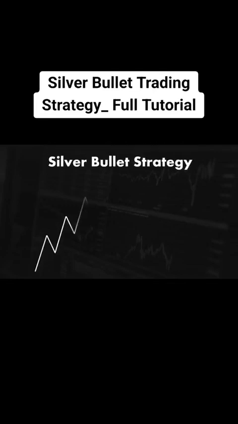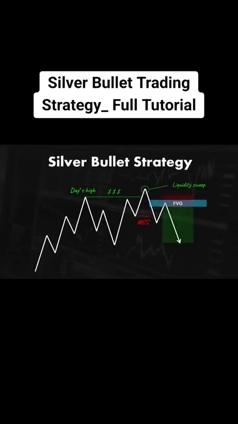The silver bullet trading strategy is one of the best smart money trading setups, which combines the concepts of liquidity sweep, market structure shift, and fair value gap entry. However, it can be confusing when adding the concepts of market sessions, entry times, and entry models to this strategy.